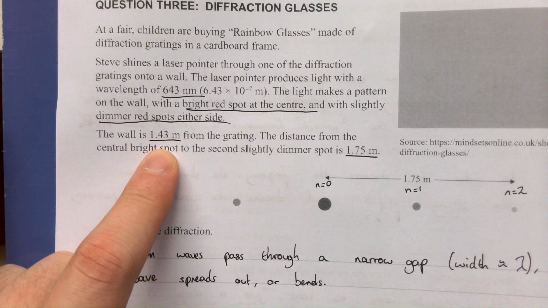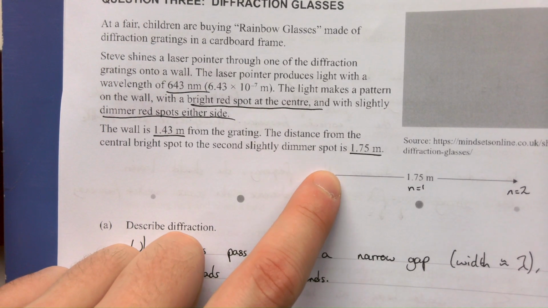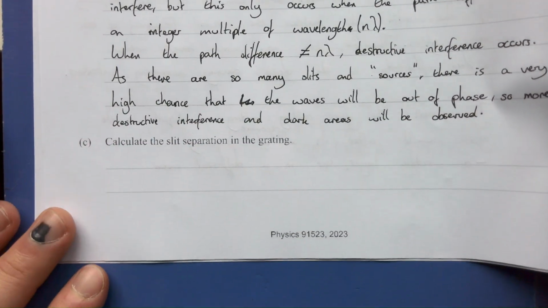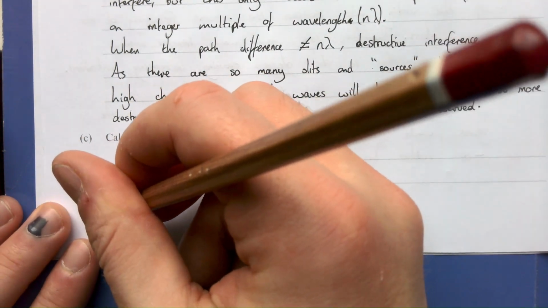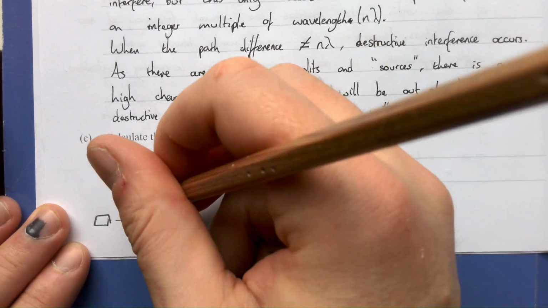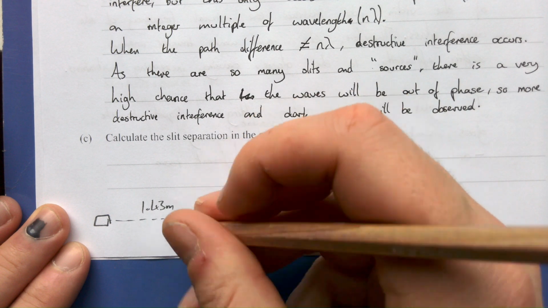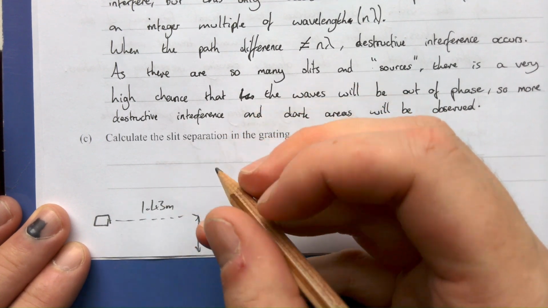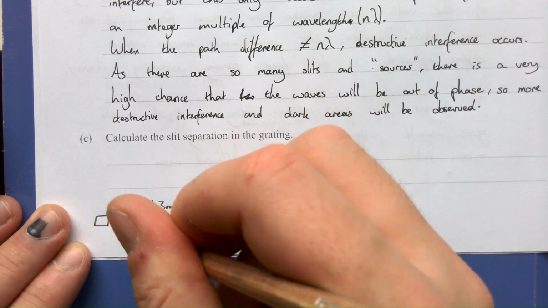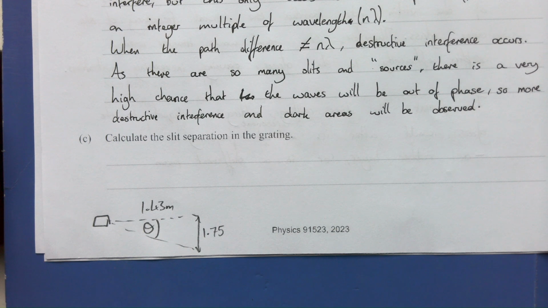We're told that the wall is 1.43 meters from the grating. We're told the distance from the central bright spot to the second one, n equals 2, is 1.75. So, if this is our laser source, then the distance here is 1.43 meters. But the distance to the bright spot is 1.75. And so we have this basic triangle with this angle theta here.